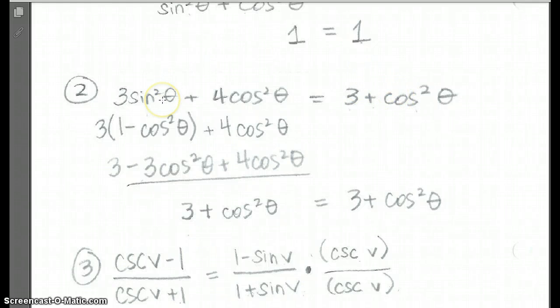So I need to take this sine squared theta, using my Pythagorean identity, and rewrite it in terms of cosine. Then I can distribute the 3, and I keep the 4. So then I end up with negative 3 cosine squared theta plus 4 cosine squared theta. Combining like terms gives you 1, and then you have the 3. So I took the left side and made it look like the right side.